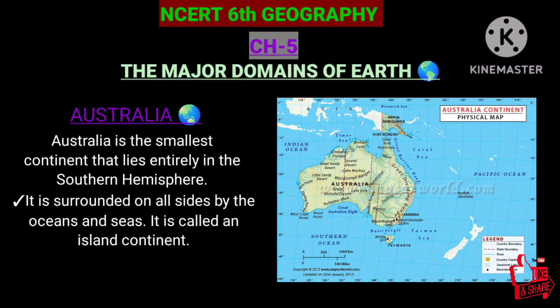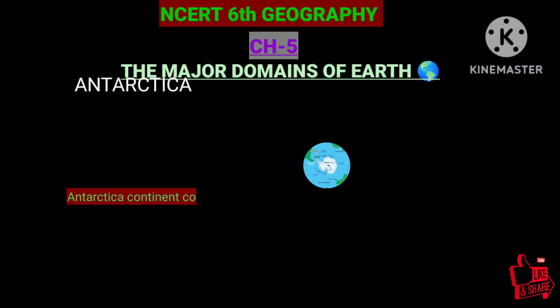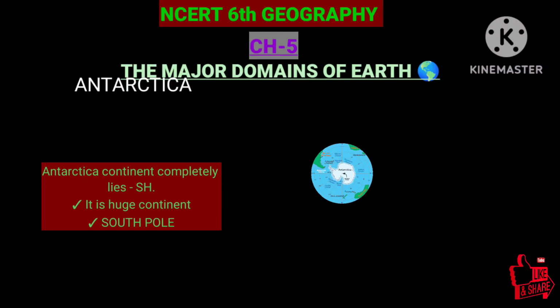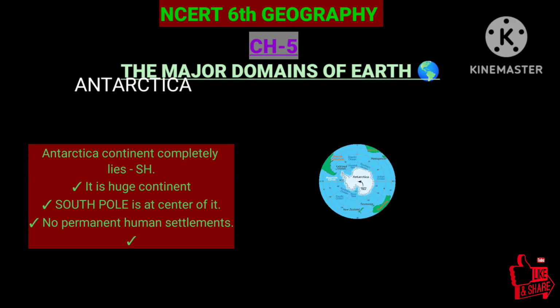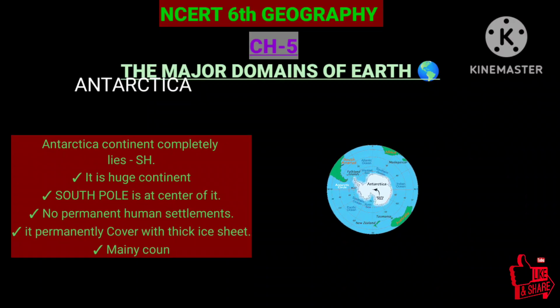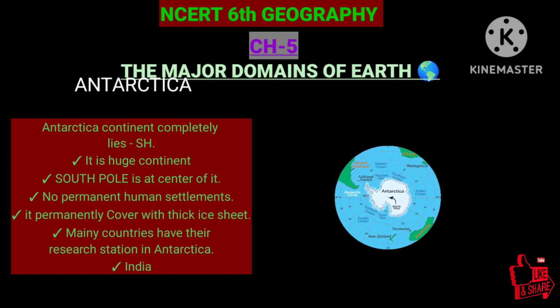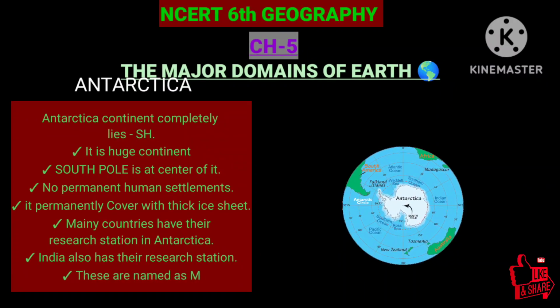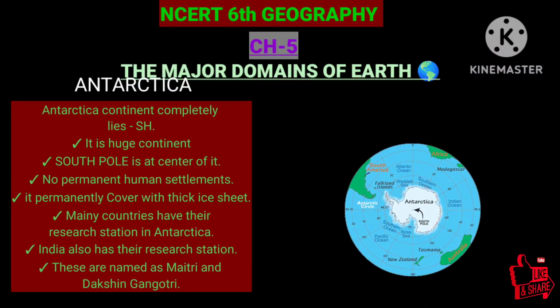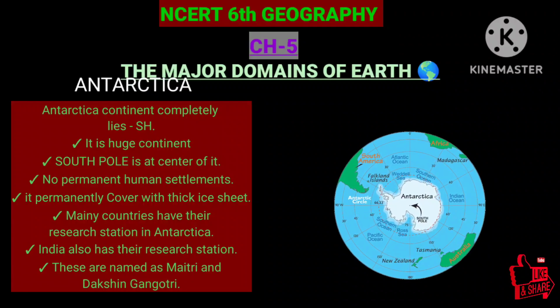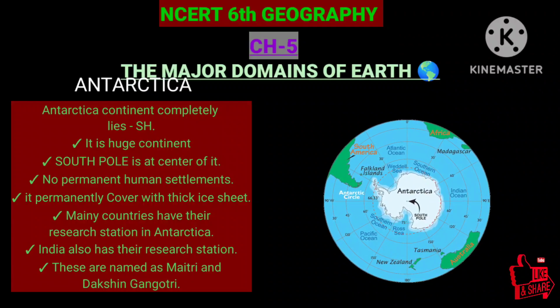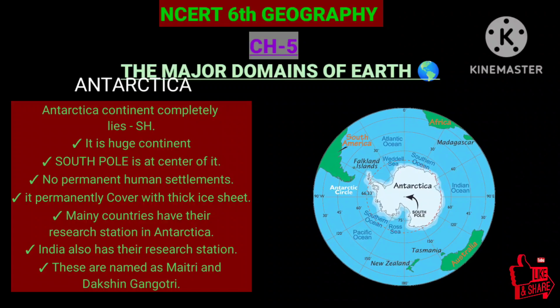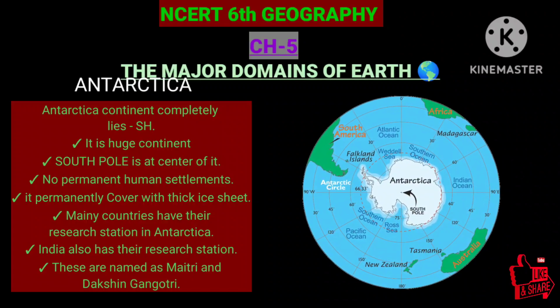It is called the Island continent. Another continent is Antarctica. The Antarctica continent lies completely in the southern hemisphere. It is a huge continent. The South Pole is at the center of Antarctica. No permanent human settlement is found in Antarctica because it is covered permanently with a thick ice sheet.